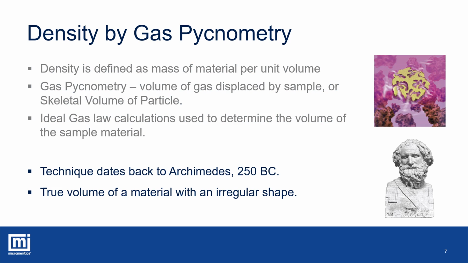This technique dates back to Archimedes, so it's been around for quite a while, actually. And we look for the true volume of a material with an irregular shape by displacing, in the case of gas pycnometry, a gas. In the case of Archimedes, displacing water.